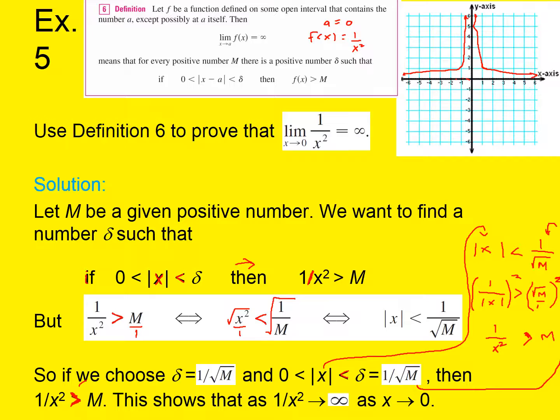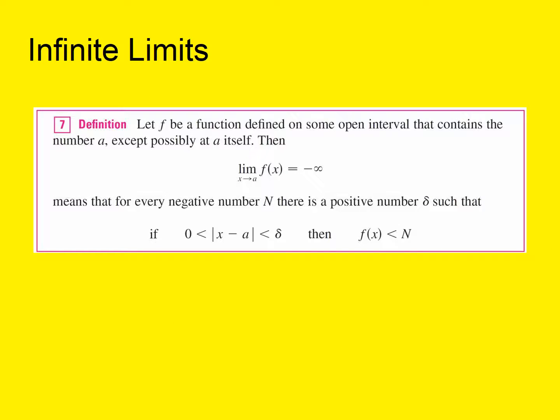So 1 over x squared now is greater than m, and that is what we had to show, right? Anytime we've got 0 < absolute x < delta, then this is true. This proves the limit. This shows that 1 over x squared goes to infinity as x goes to 0. We have proven this limit according to the definition.